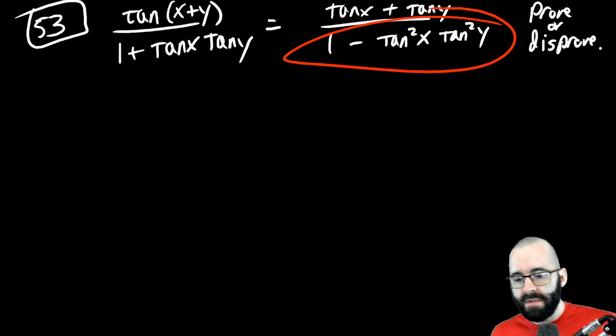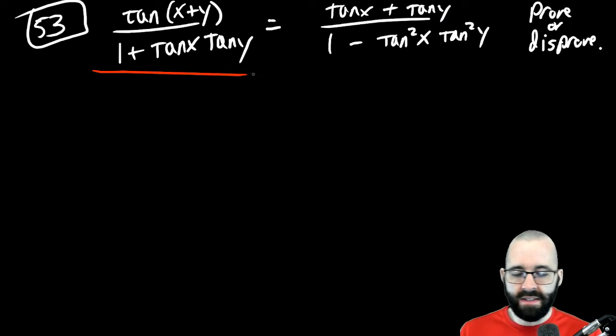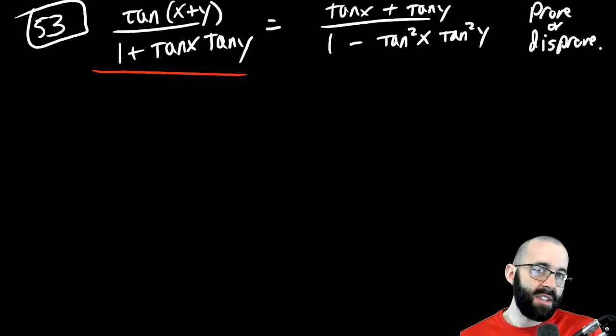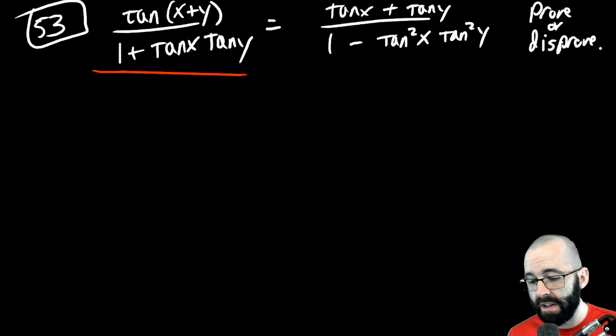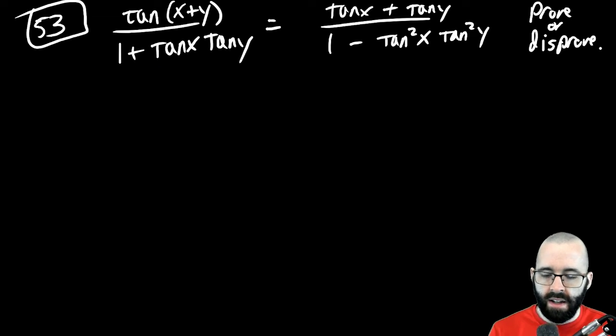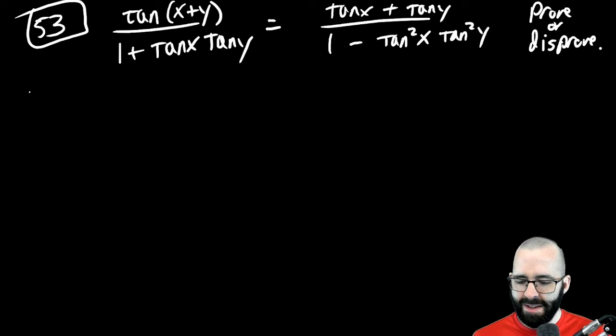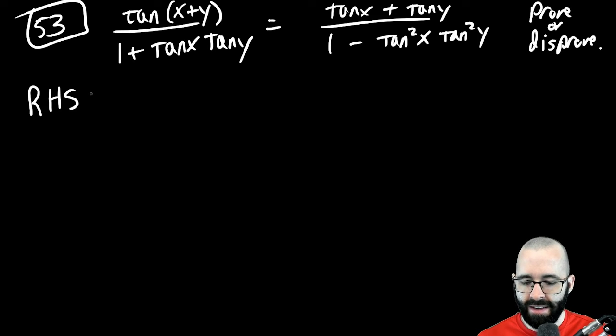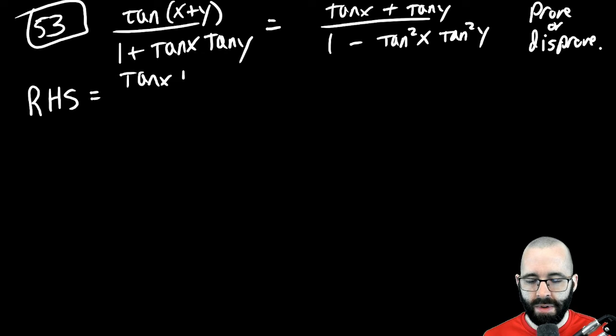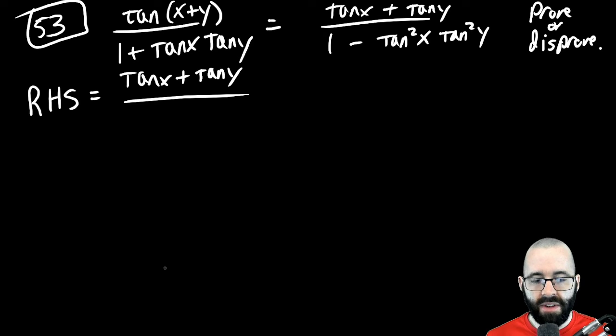All right. So if you start with the left-hand side, you're going to use the angle sum formula and simplify, and that'll get you there. Feel free to pause the video and try that. Let's start with the right-hand side just to do something a little different. The right-hand side, well, we can't do anything with the top, but we can do something with the bottom. We can factor it.